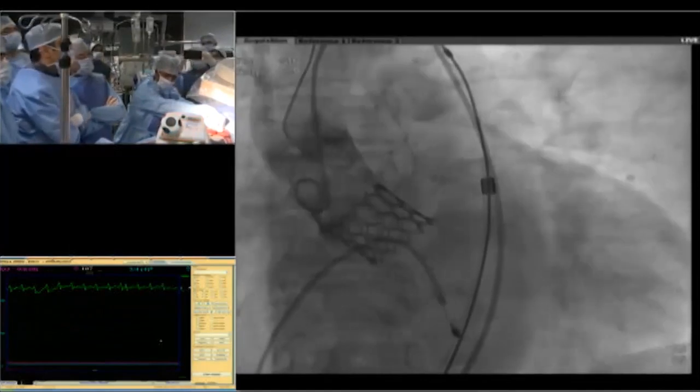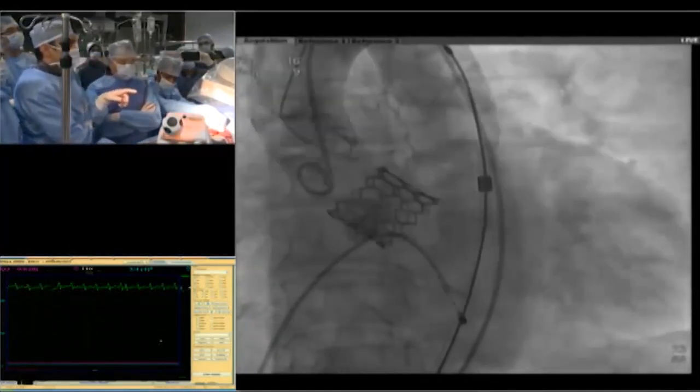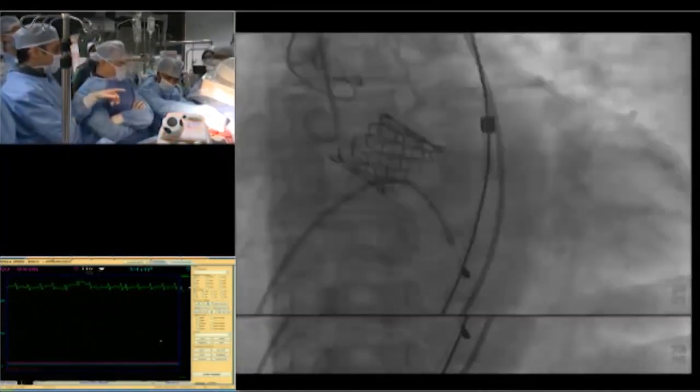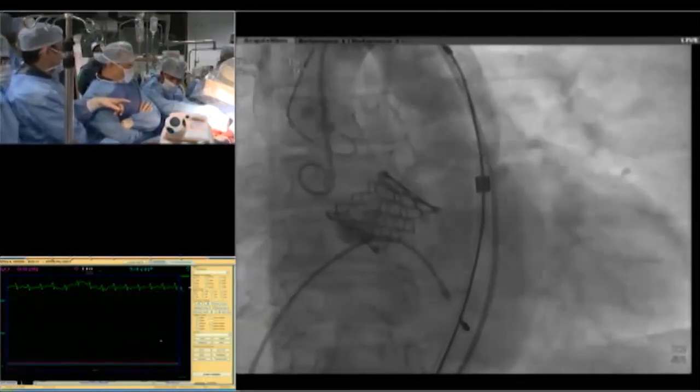So we have a small issue here. We have some issue with the groin. Our sheath has come out. So what we'll do, we'll try to fix that first. I think we'll focus on that, deploying a ProGlide here.